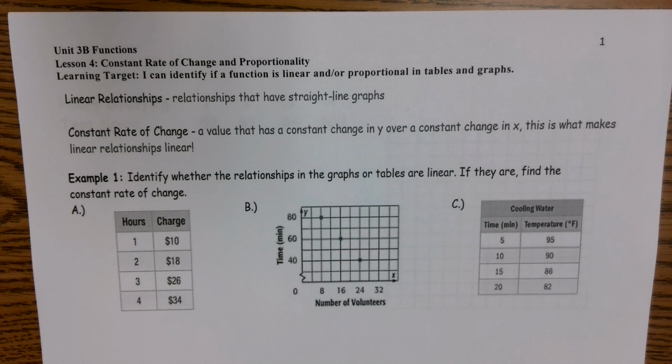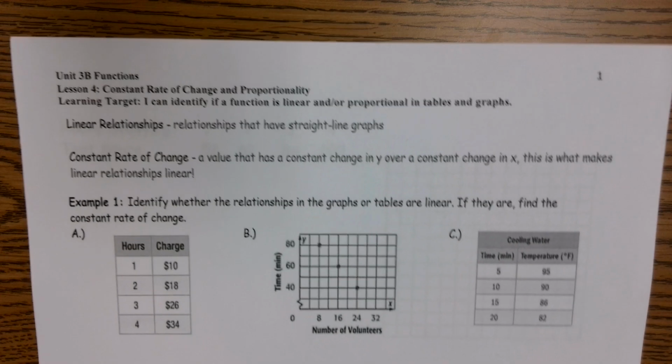Okay, so for today we are going to talk about constant rate of change and proportionality. Our learning target for today is that you can identify if a function is linear or proportional from tables and from graphs. Okay, so the first thing that you need to have an understanding of is how to read tables and how to read graphs.